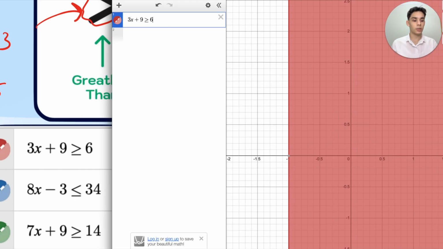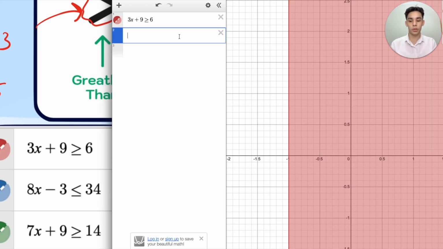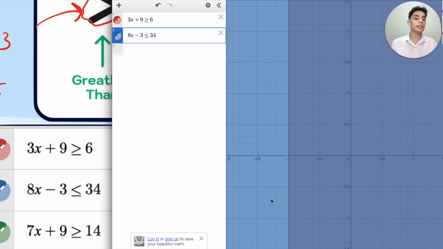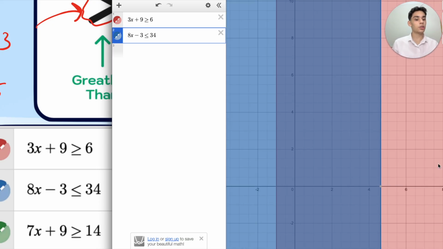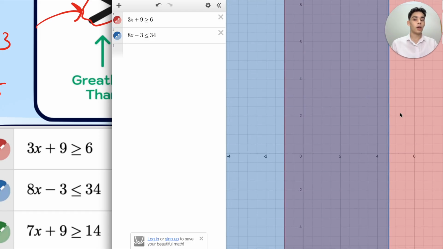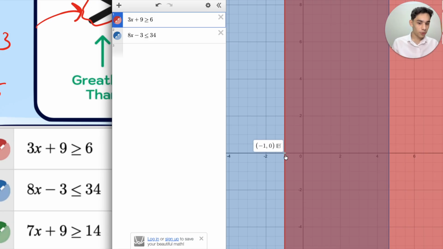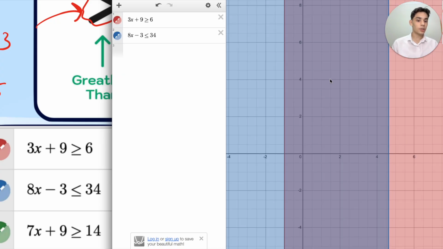Let me again open Desmos. Let's say we add another line, which is 8x minus 3 is less than or equal to 34. In this case, because we have two lines, as you can see, we have two colors. One is blue and the other one is red. For us, a solution is considered the points where both of those colors fall. It will be from here up until here. As you can see, in this area right here, blue and red fall on top of each other. This is considered our solution.